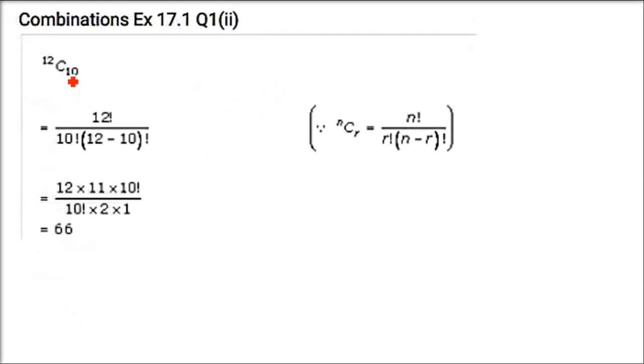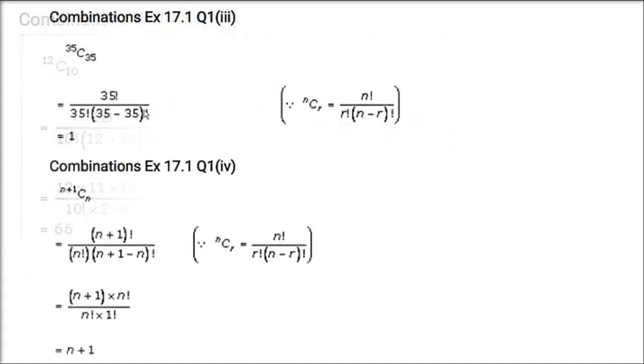You have to do it for all other questions like this. So 12C10 is factorial 12 by factorial 10, factorial 12 minus 10, that is 66. Next, 35C35. I need to tell you about this. This is a type of nCn, and that means 1. So factorial 35 by factorial 35, factorial 35 minus 35, and factorial 0, this is cancelled. So nCn will always be 1.